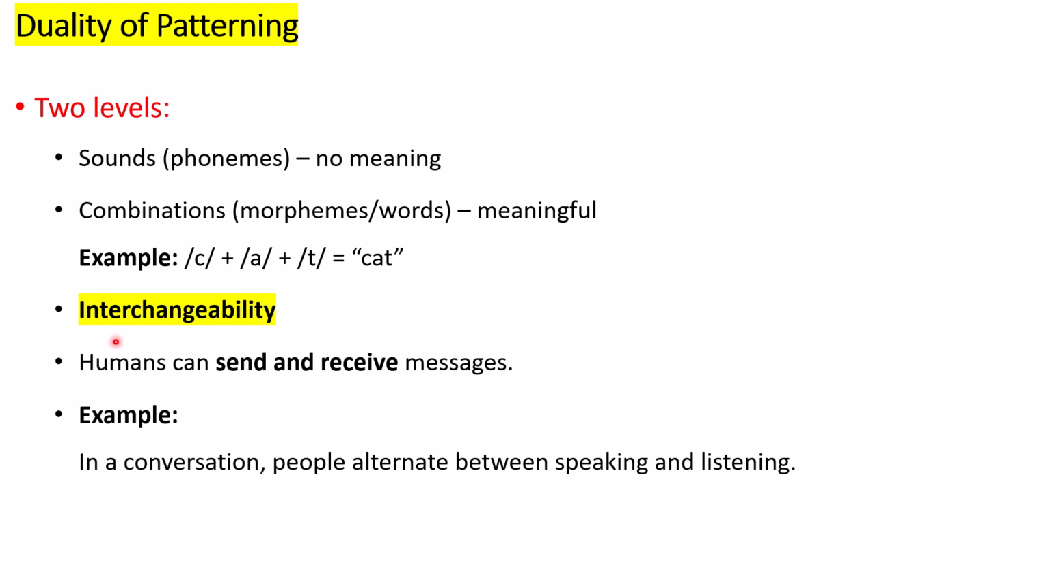Next, interchangeability. So humans can both send and receive messages, using the same system of communication. So there is a sender and a receiver. For example, in a conversation, people alternate between speaking and listening. So here both participants in a conversation speak and listen, unlike in many animal communication systems where only certain members produce signals.